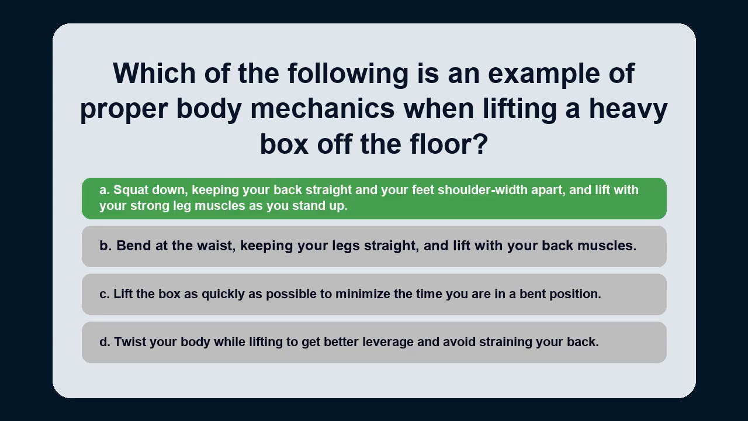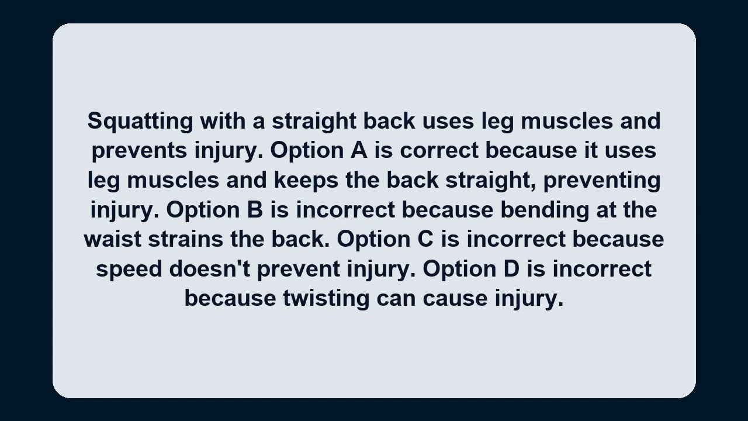The answer is A. Squatting with a straight back uses leg muscles and prevents injury. Option A is correct because it uses leg muscles and keeps the back straight, preventing injury. Option B is incorrect because bending at the waist strains the back. Option C is incorrect because speed doesn't prevent injury. Option D is incorrect because twisting can cause injury.